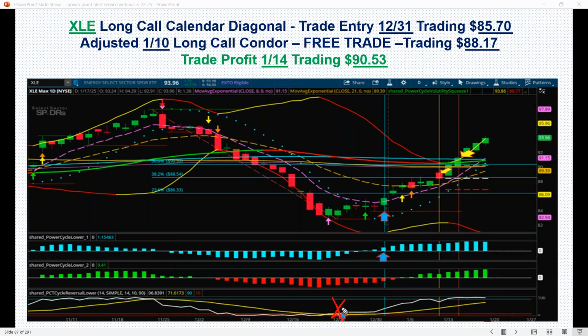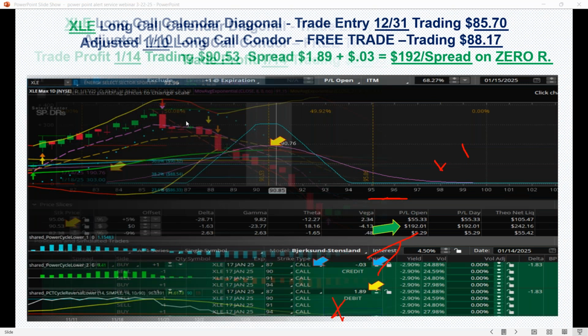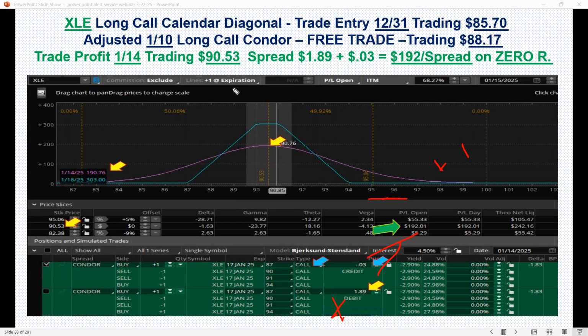We had a cycle reversal, momentum, went long here, did some adjustments out here, ended up this one being adjusted to what we call a free trade, into a long call condor with zero risk. So the trade setup was 85.70, ended up at 88.77 right there. We adjusted this down to where we actually had a credit of $3, and it flew up to 189. So this was up $192 per spread on zero risk. So these are all the different things that we do.